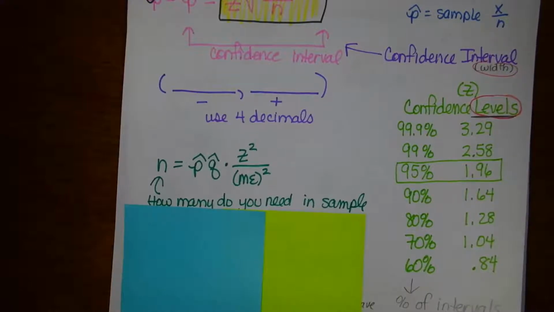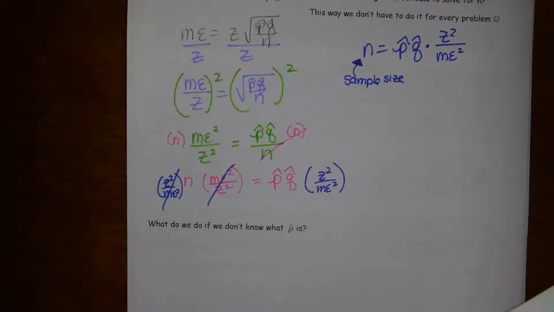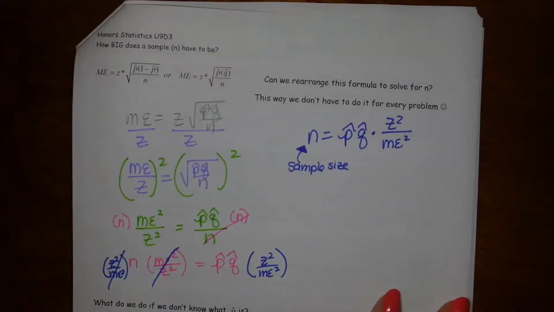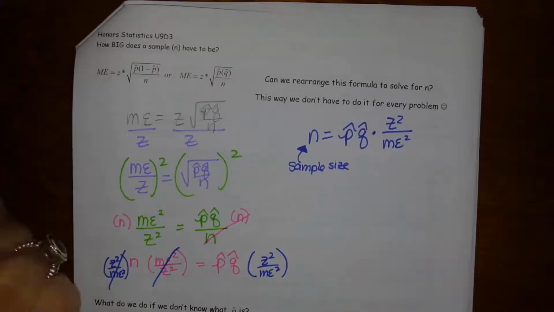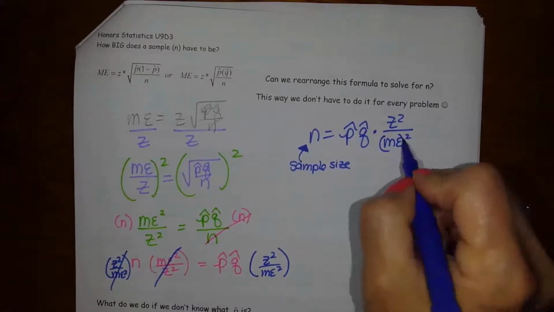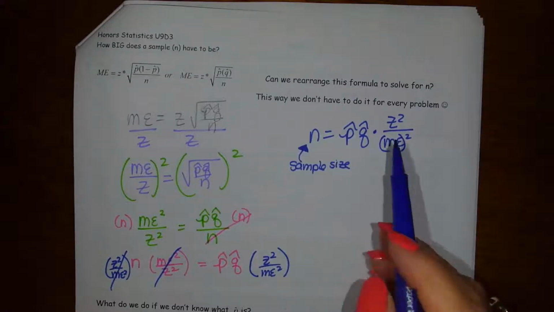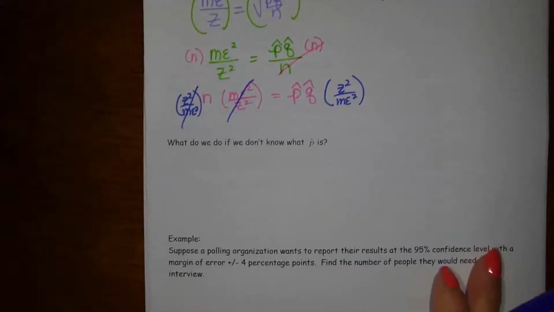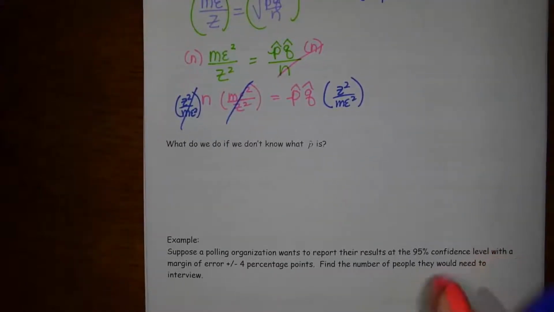On your other sheet, you didn't square one of the terms. What didn't I square? Yeah, me squared. The me stands for margin of error. It's not an e. That refers to margin of error. Okay. So now we have a way to figure out how many people I need to talk to.